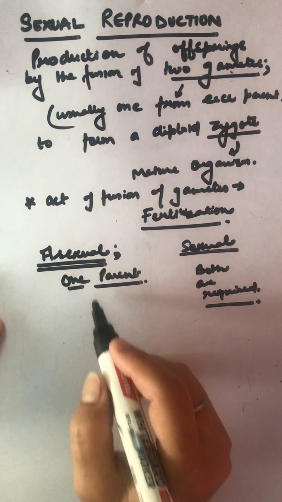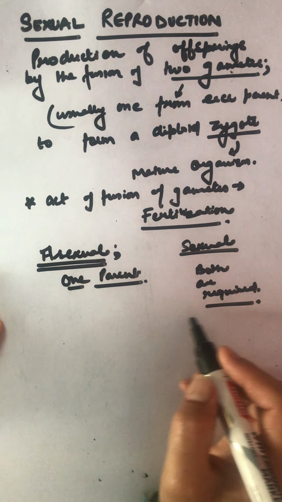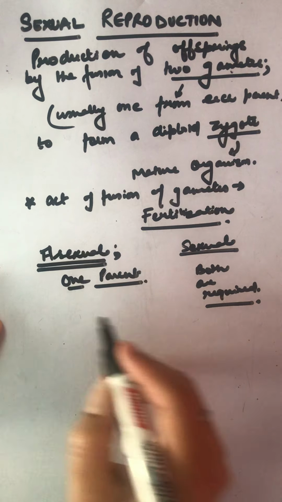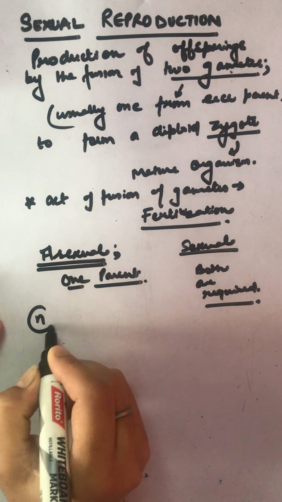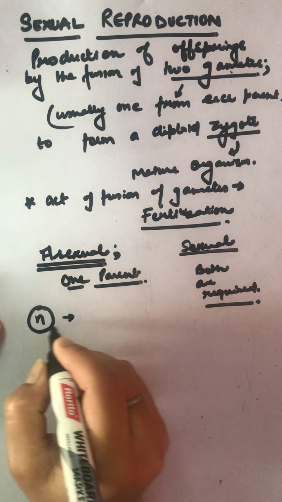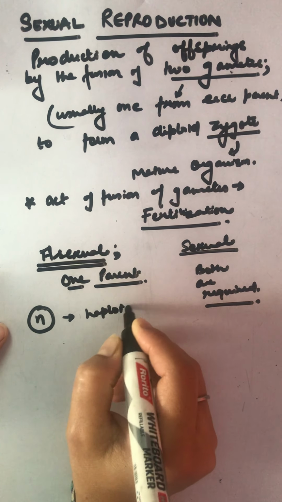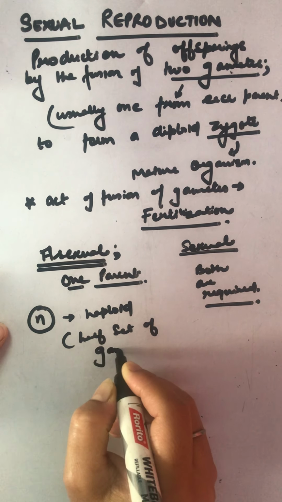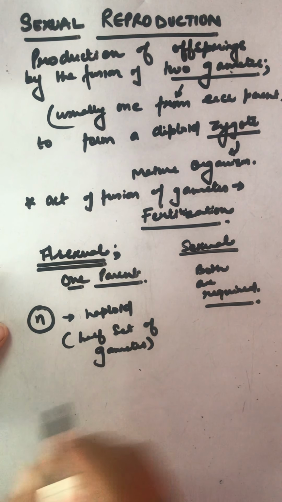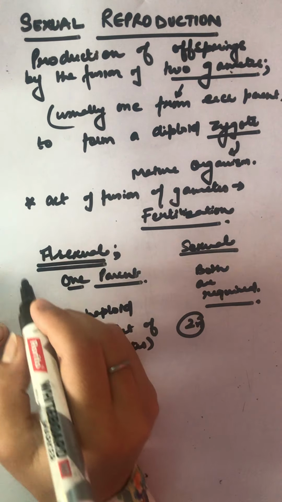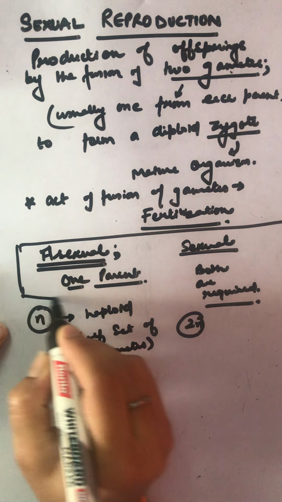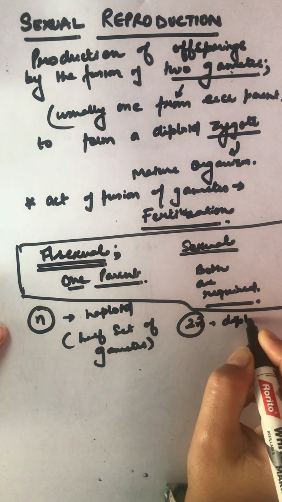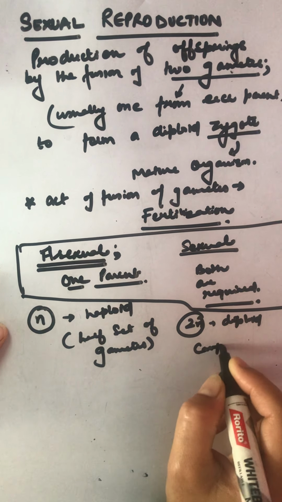And when this happens, won't the number go up very high? This is a question which comes to our mind. Here, let's talk in terms of ploidy. What is ploidy? This is known as haploid, meaning half set of chromosomes. This is known as diploid. 2n stands for diploid, meaning complete set.